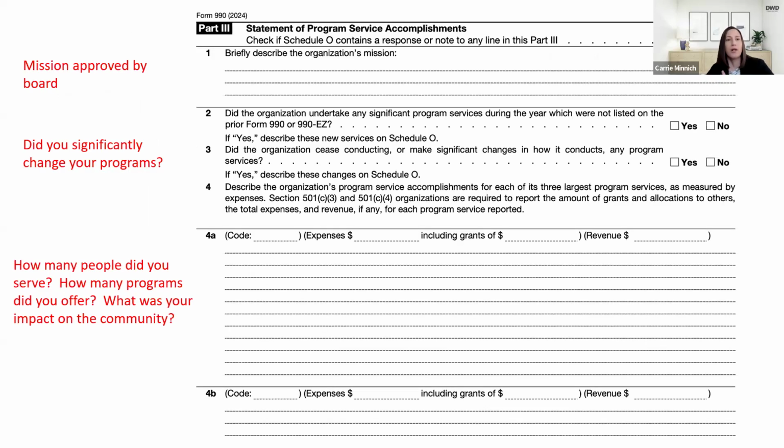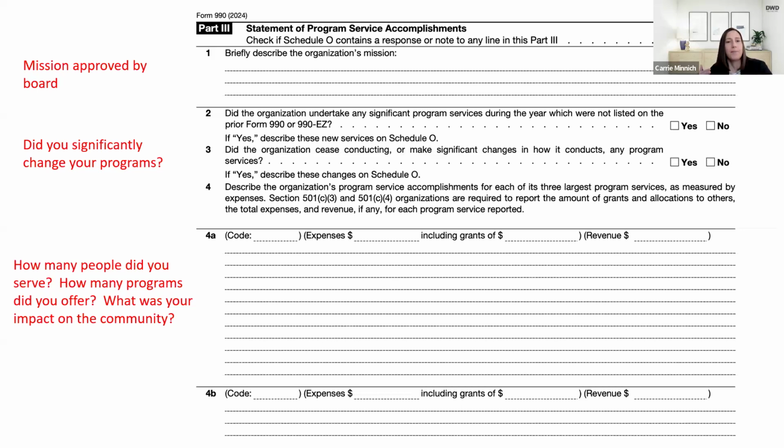So again, another question where they ask you your organization's mission. Now this piece right here, this question number 1, needs to be your exact mission statement that has been approved by your board of directors. So we don't want to manipulate this one. This one needs to be your actual mission statement. And it's important that your board review your mission statement occasionally to make sure that it is still accurate and that that is what your organization is doing.